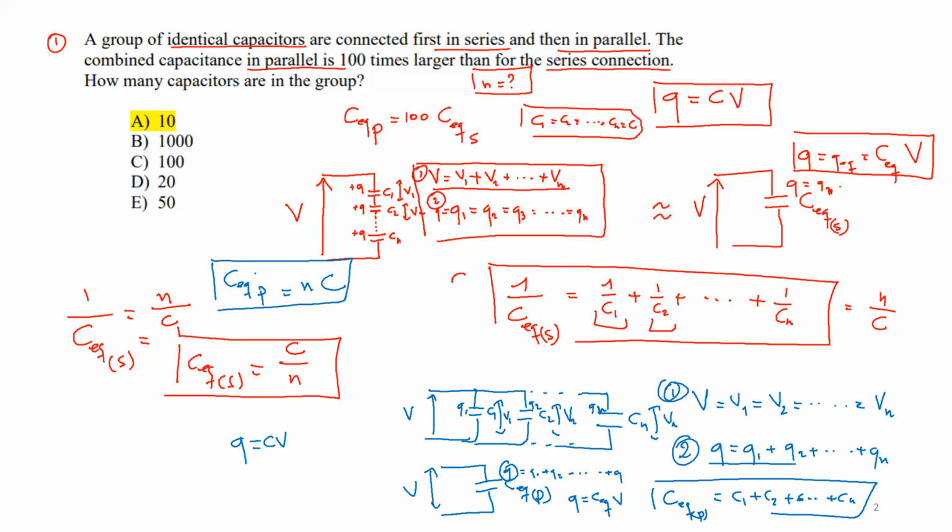Now the ratio between C parallel and C series is equal to 100. That means I have N C, which is my C equivalent parallel, divided by my C series, which is what? C divided by N. Of course, C, which is a common capacitance of each capacitor, simplifies, and I just get 100 is equal to N squared. So basically, N is equal to 10. And that's your solution.